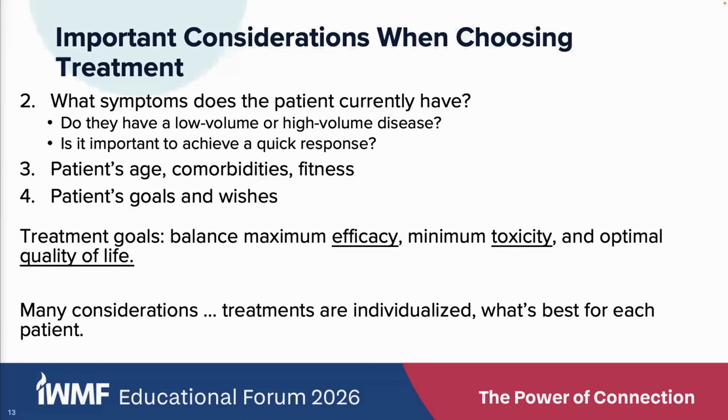So the first thing I think about again is, should we treat or not? And then if we need to treat, what symptoms does the patient have? Do they have a large volume of disease or a low volume of disease? How urgently do they need treatment? How soon do I need to make the symptoms get better? Is that something that can wait a few weeks, or are there serious or life-threatening complications that need to be treated right away? Because that could impact my treatment recommendation.